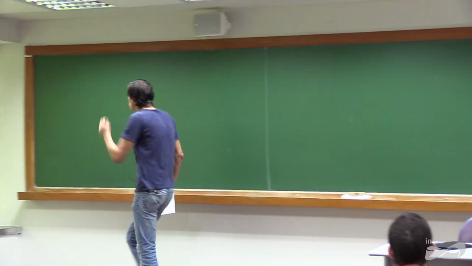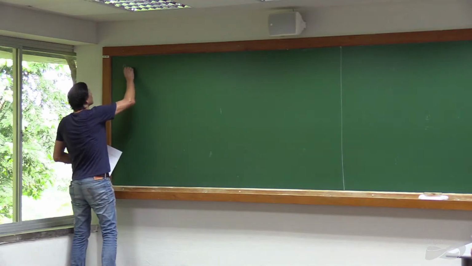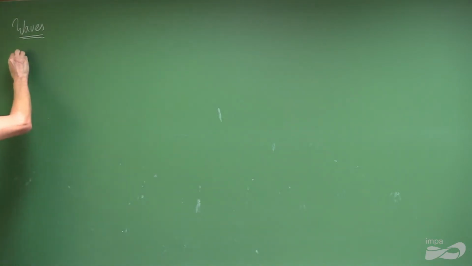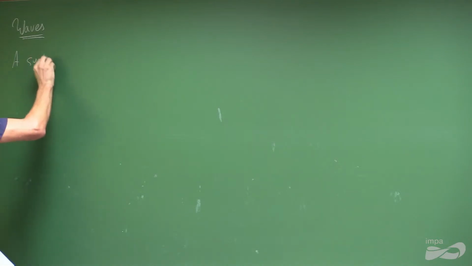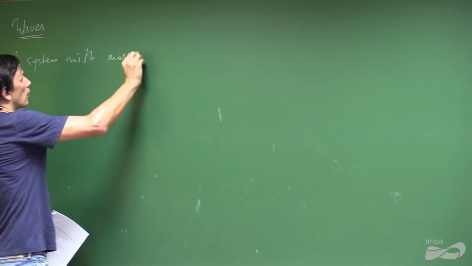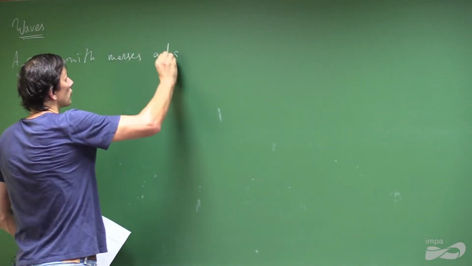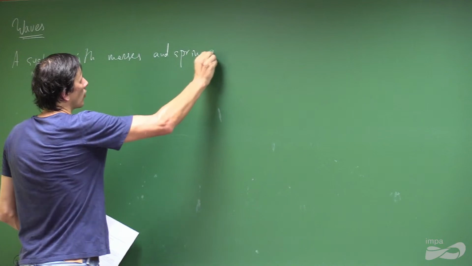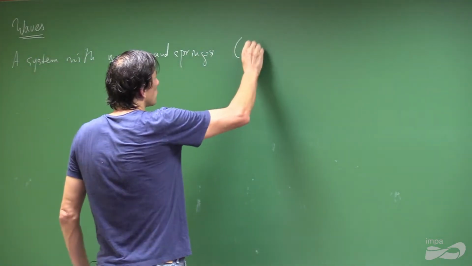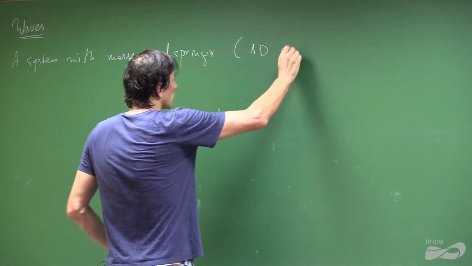So we move to our last section, which is waves. Okay, and so we start with a system which we already used to. So this will be a system with masses and springs. And you can think of it as kind of a toy model for a one-dimensional crystal.